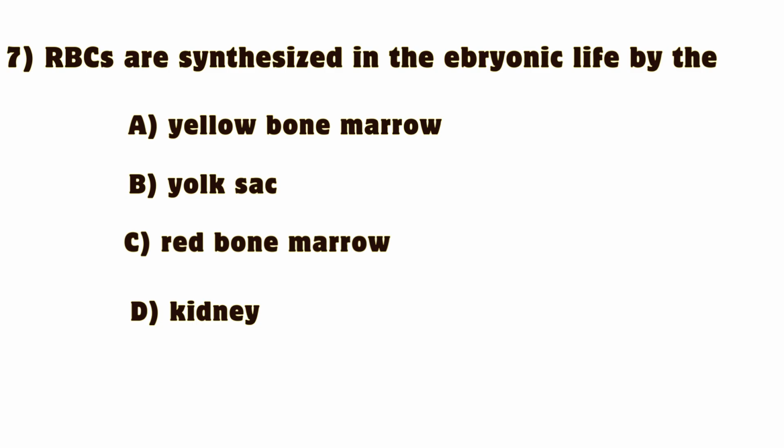Seventh question is, RBCs are synthesized in the embryonic life by the. Options are option A, yellow bone marrow, option B, yolk sac, option C, red bone marrow, option D, kidney. This question, correct answer is option B, yolk sac.